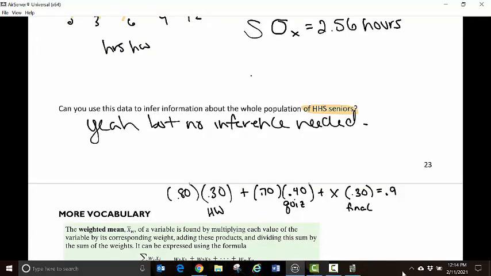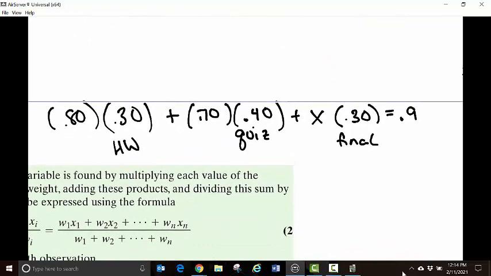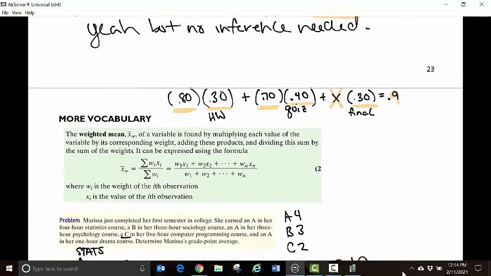The weighted mean is the same as we did in 1030 when I made you do this stuff. Remember when I said you have 80% on your homework that's worth 30% of your grade, plus 70% on your quizzes that are worth 40% of your grade. How much do you need to get on the final, which is worth 30% of your grade, to get a 90? Something like that, okay? That's what a weighted average is. We're going to do it but without percents. So again, here is the book formula.